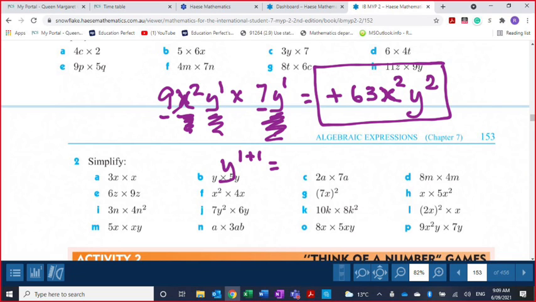Remember, if you don't see a number, you assume it to be a what? A 1. If you don't see an exponent, you assume it to be a what? Also a 1, right? 1. So put those in if you need to, just like I did here on the y's. I put y to the 1, y to the 1. Okay? All right. Stop the recording.